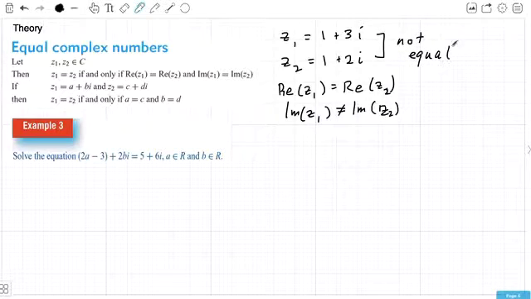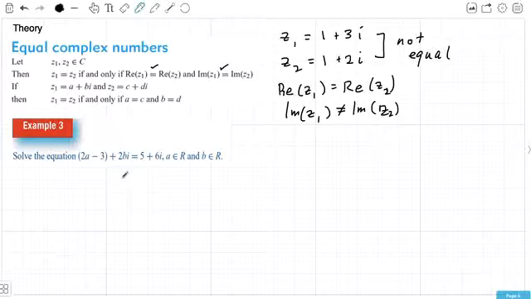Okay, so that might seem really obvious, but the nice thing about this is that if you have unknowns, like we're going to be dealing with here, a and b, in an equation, what you can do is say, if you know these two numbers that you're comparing are equal, you can use these relationships that the real parts have to be equal and the imaginary parts have to be equal to solve the equation. So let's solve this equation.